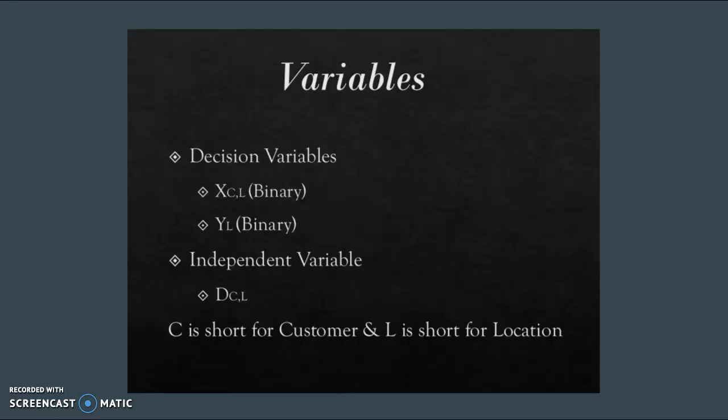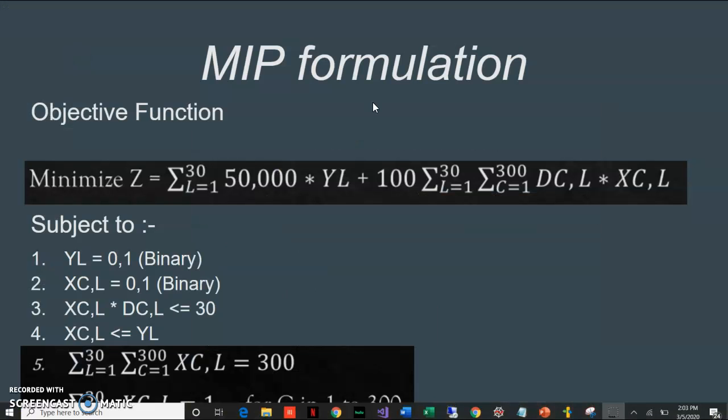For our variables, we have decision variables. XCL is going to be binary. C stands for customers, L for lockers, and then our YL is also going to be binary, so either 0 or 1. And then for our independent variable, we have DCL. C is short for customer and L is short for location. Next, we have our MIP formulation.